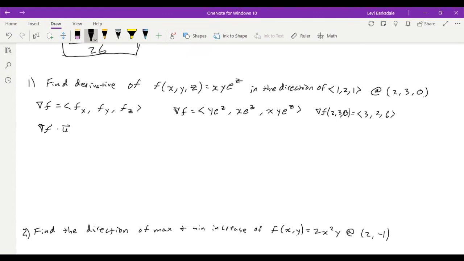Next, we need to calculate out what our unit vector should be. And we can say it is our original vector (1, 2, 1) divided by the magnitude of this vector (1, 2, 1). The magnitude of this vector would be the square root of 1 plus 2 squared plus 1 squared. So that would be, on the bottom, square root of 6. So 1 over root 6 times (1, 2, 1).